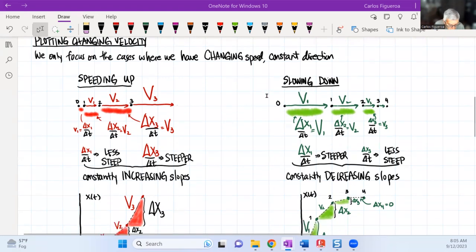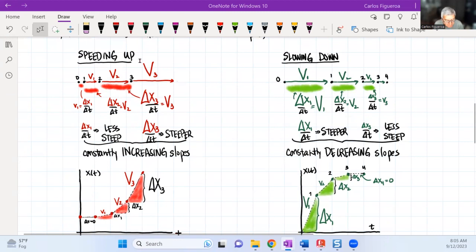So here we go. Let's talk about speeding up. When I look at speeding up, you can see that I've listed 4 points, 0 to 3. I can only define my speed at point 1 because I need an interval to travel. And you can see as I go from 0 to 1, that's a tiny little displacement.